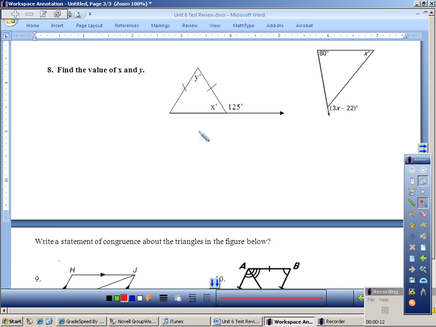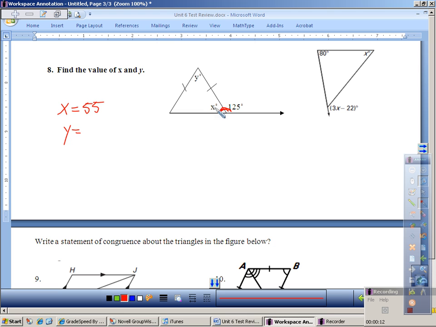Now, we've learned this property that the exterior angle here is equal to the sum of the remote interior angles. It doesn't work directly for this one. I do know that it is an isosceles. What I should know is that x plus 125 will equal 180 degrees. So that leaves me with x must be 55.